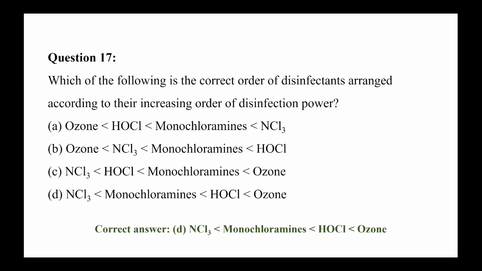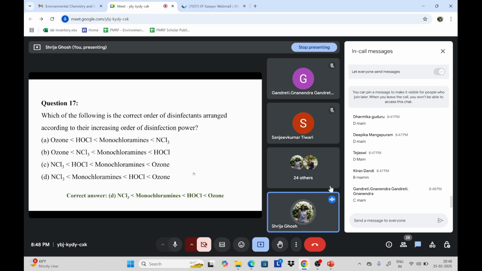So the correct answer is option D. Most of you who have answered, the maximum vote went to option D. So that is the correct answer. Does anyone have any question? I see raised hands here, so that's why I'm asking. So option D is the correct answer. Ozone has the maximum disinfectant power, the highest level of disinfection you can achieve.